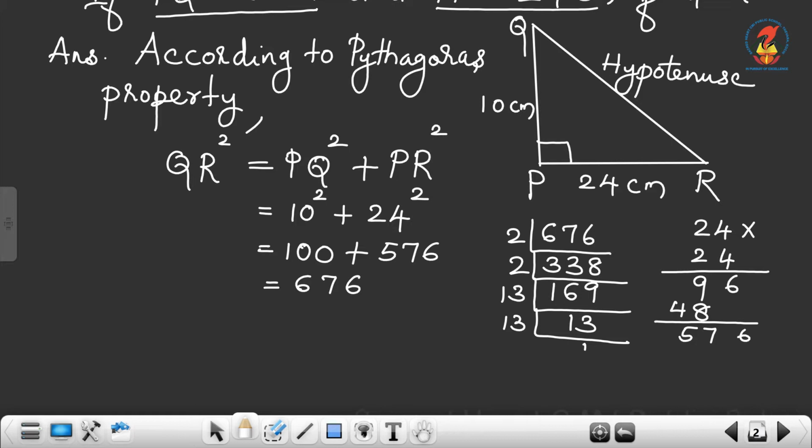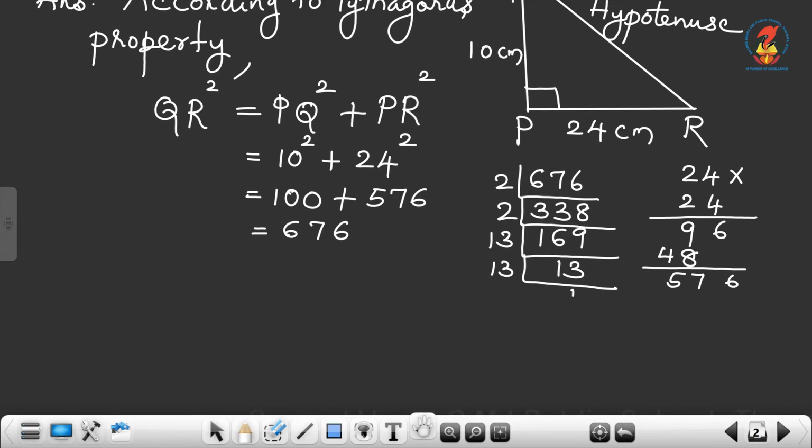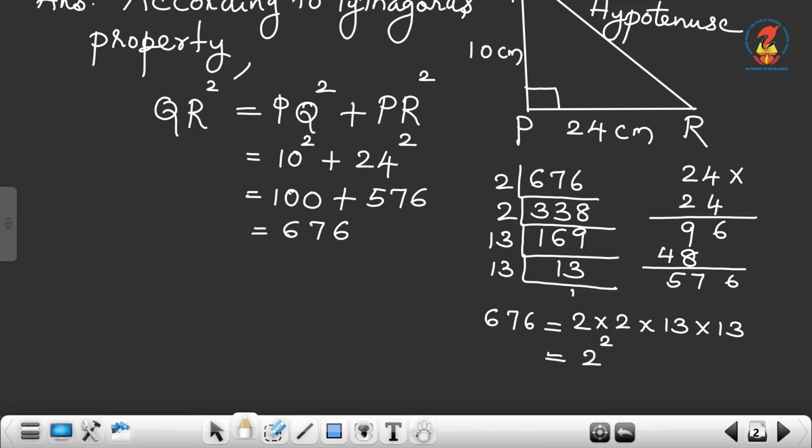Therefore, 676 is equal to 2 into 2 into 13 into 13. We wrote all the prime factors of 676. Then we can write as 2 is repeated 2 times. So, we can write 2 square. 13 is repeated 2 times. We can write as 13 square.